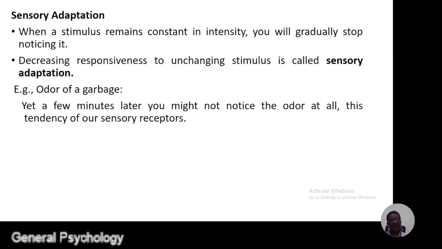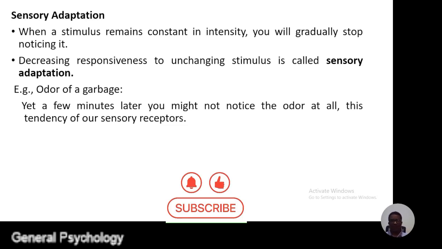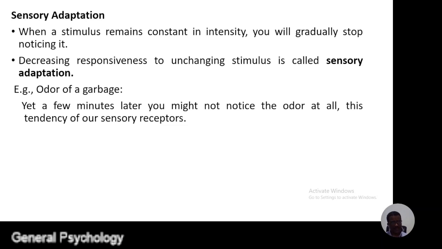Okay, the other point in relation to this chapter is sensory adaptation. Sensory adaptation is a process of ignoring the primary stimulus. When a stimulus remains constant in its intensity, we will gradually stop noticing that specific stimulus. This is known as what? Sensory adaptation. Or in other words, sensory adaptation can be defined as a process of decreasing responsiveness to unchanging stimulus. It is known as what?